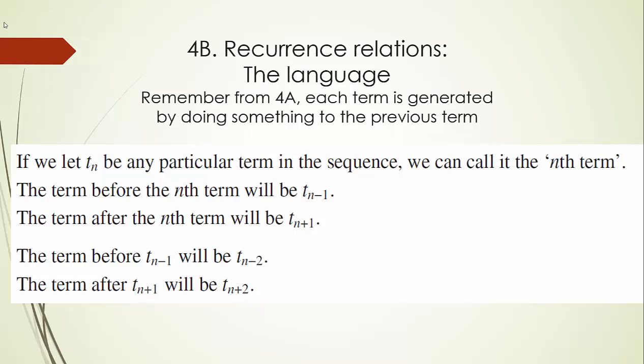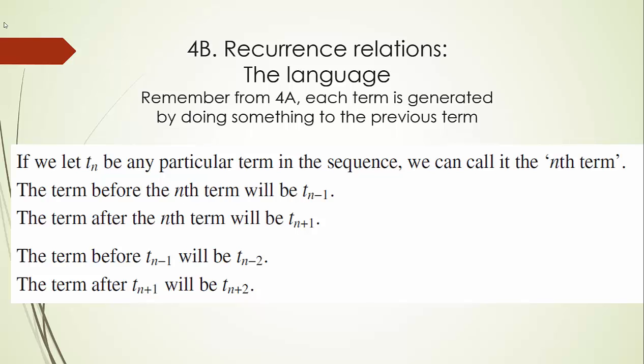In 4A, we noted that in a recurrence relation, each term is generated by doing something to the previous term. Now we want to generalize that, which means having an expression with just n instead of actual numbers. And so Tn is any term in the sequence, and the words we use are the nth term. So it's not the first, it's not the fourth, it could be any one.